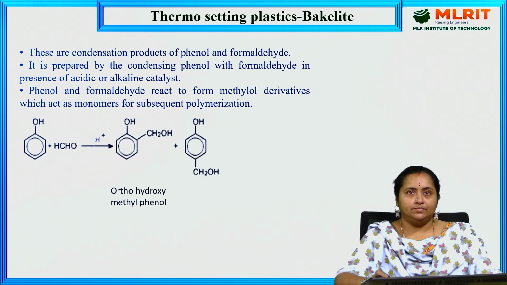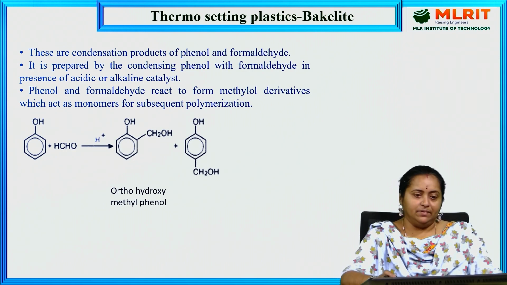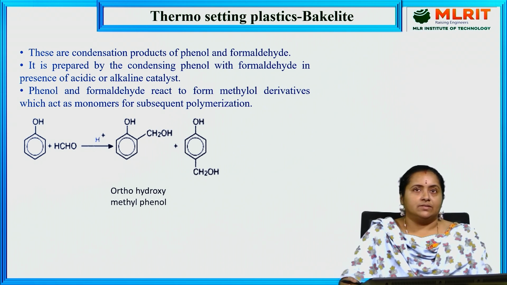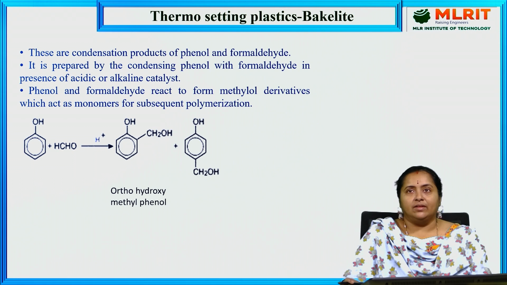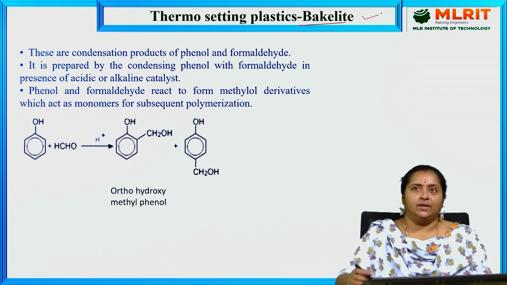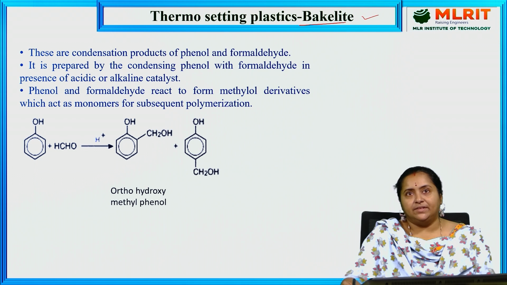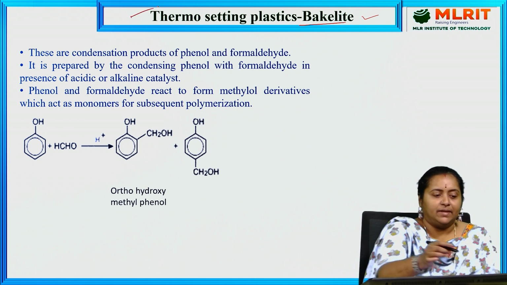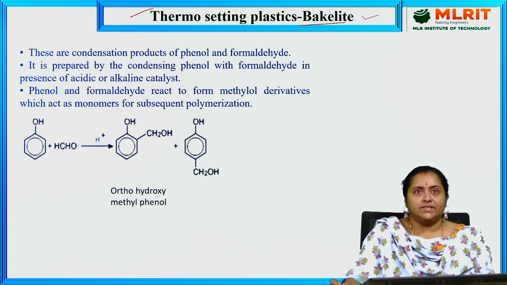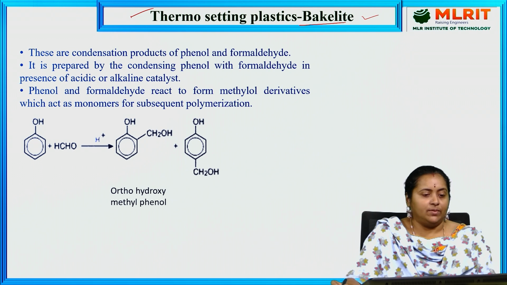Go to the example for thermosetting plastics, that is bakelite. So in our syllabus we have preparation, properties and engineering applications of bakelite. It is nothing but phenoplast or phenol formaldehyde resin. It is an example of a thermosetting plastic material, and we will see how it is produced, what its synthesis is, and what its general properties and applications are. Let us see one by one.